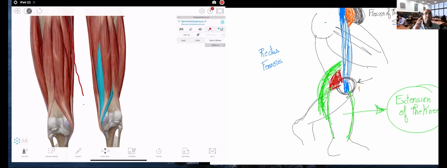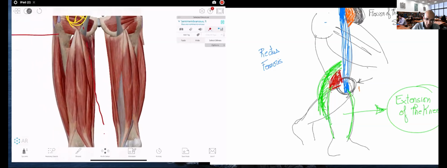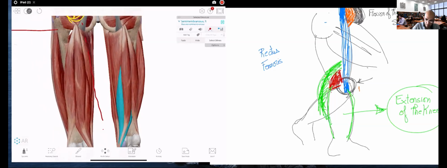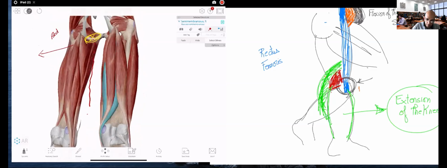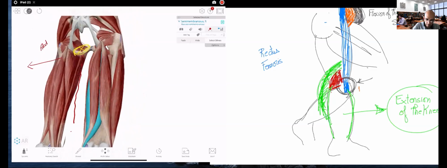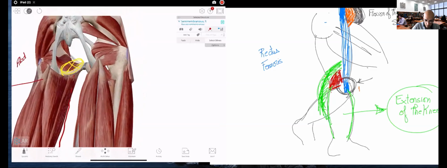So again, the three hamstring muscles that are going to be located in the posterior aspect of the thigh are my biceps femoris, semitendinosus, semimembranosus. If you notice on here, all of them will get their origin from the hip on here.